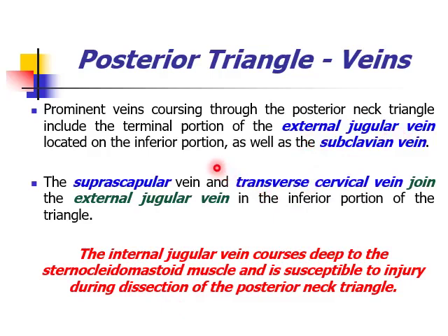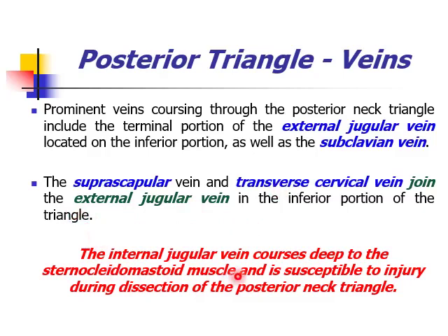We mentioned that it starts by the posterior auricular and the retromandibular veins. It runs upon the sternomastoid till the lower part of the neck and the base of the posterior triangle, where it pierces the deep fascia to drain into the subclavian. The suprascapular and transverse cervical veins both join the external jugular vein in the inferior portion of the triangle.